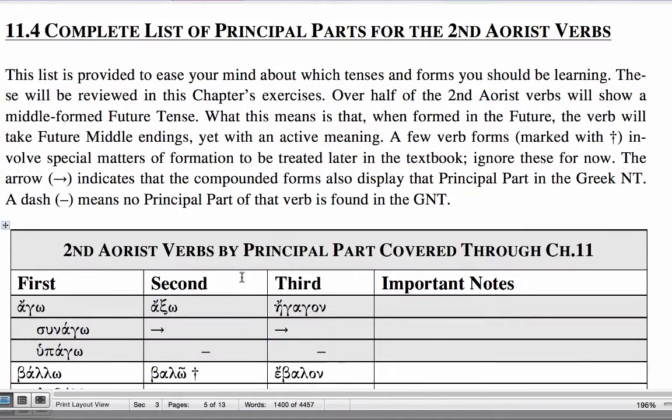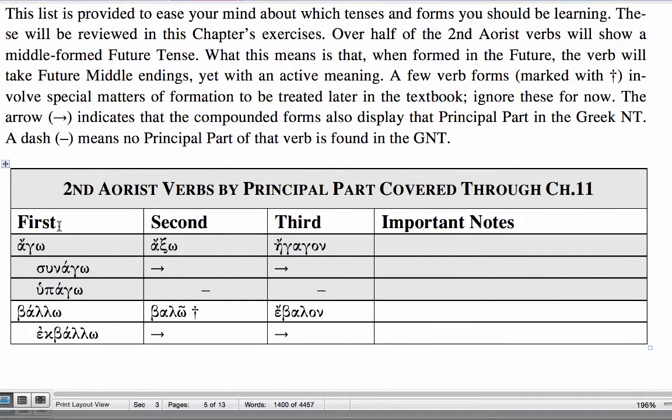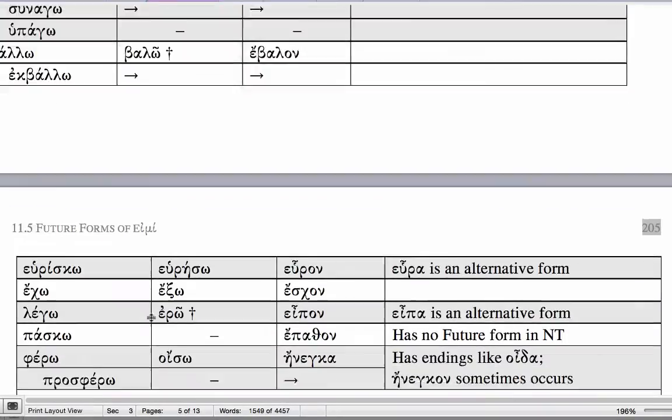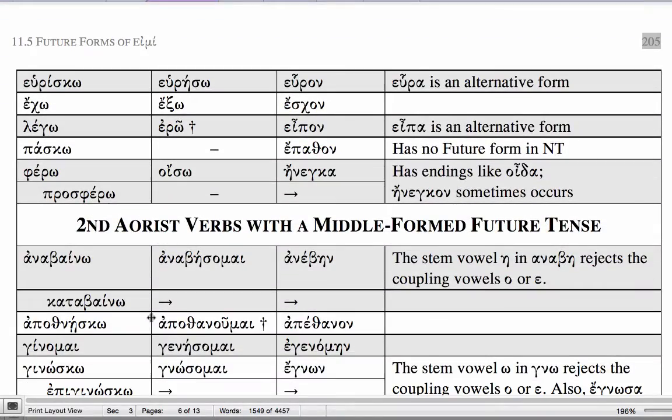Here's a complete list of principal parts of the second aorist verbs that we've learned so far. You can see what their first principal part looks like, that is the lexical form. You can see the second, that is for the future active and middle formation. Some of these verbs will also have a slight stem change in the second principal part, the future active and middle formation. So you can just study that.